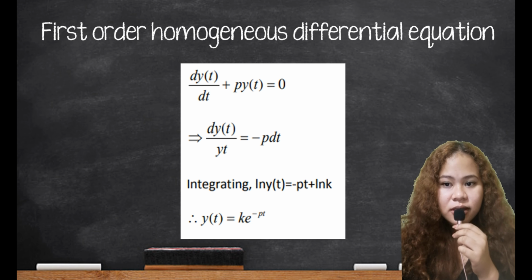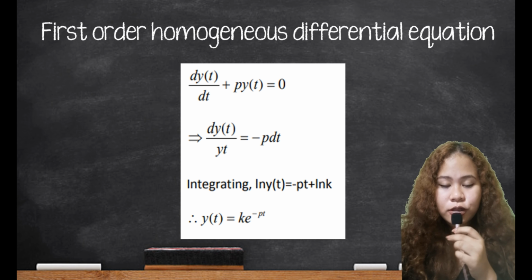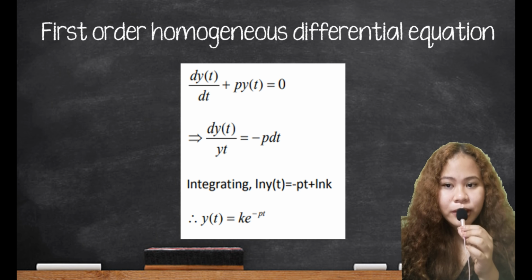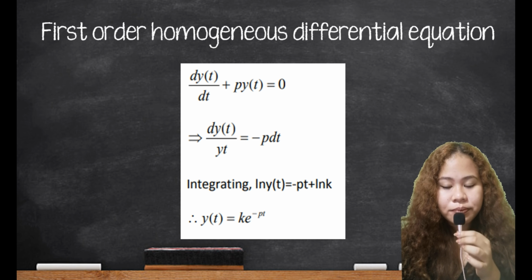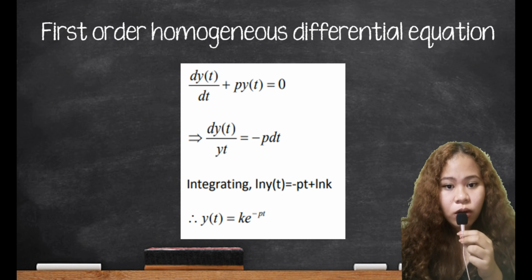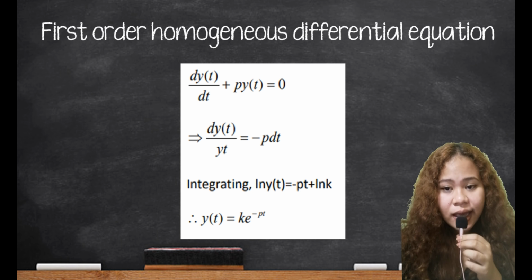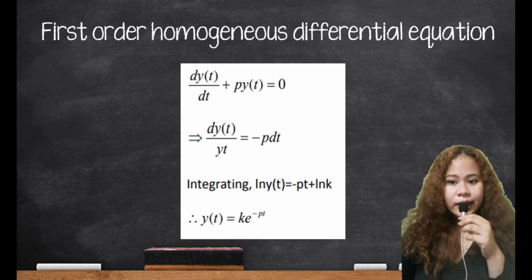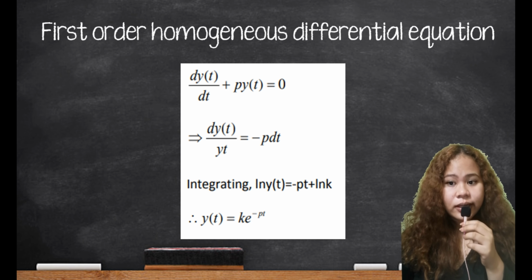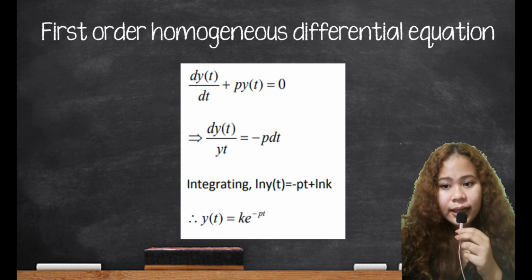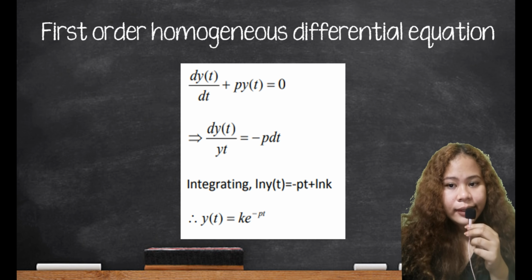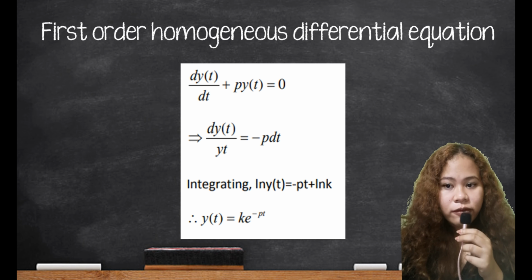Now let us discuss the first-order homogeneous differential equation. This gives us the equation dy(t)/dt plus p y(t) is equal to 0. This gives us dy(t)/y(t) is equal to negative p dt. Integrating, ln y(t) is equal to negative pt plus ln k. Therefore, y(t) is equal to k times e to the power of negative pt.